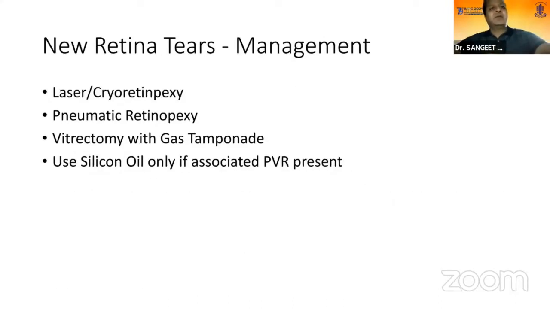So management will include, if you catch it early, you can do a laser or a cryoretinopexy, or you can do a pneumoretinopexy if the tear is in a specific position. And again, you can use vitrectomy with gas tamponade or use silicone oil only if associated PVR is present. So these types of retinal detachments can easily be managed with simpler procedures like vitrectomy with gas tamponade.